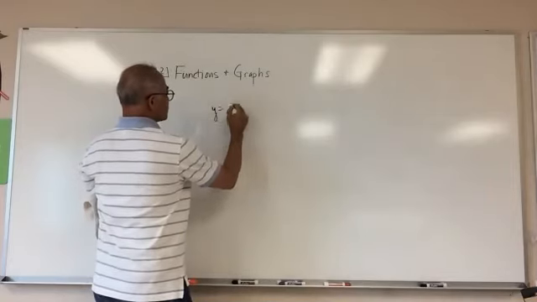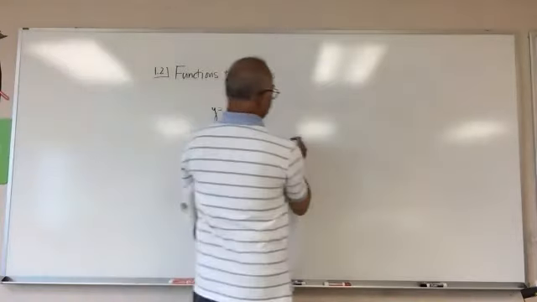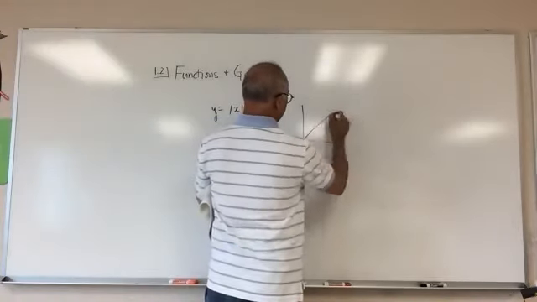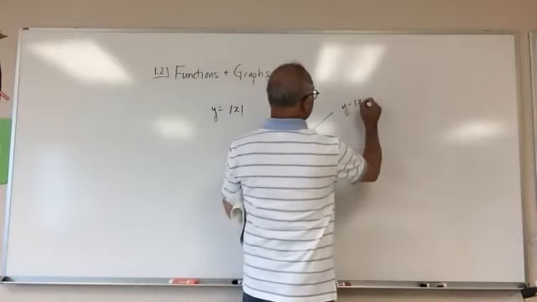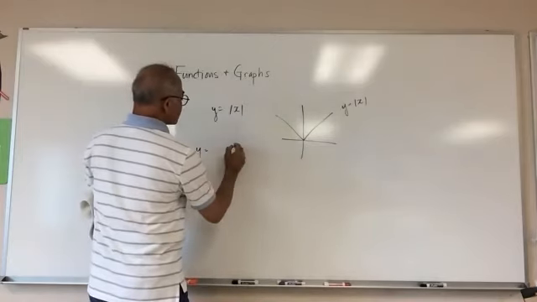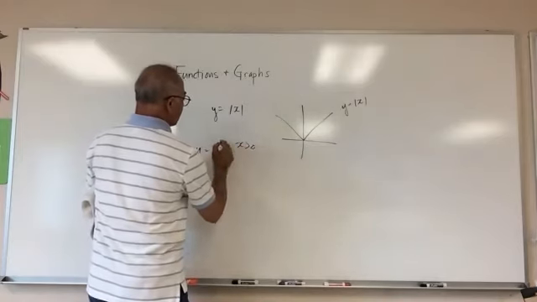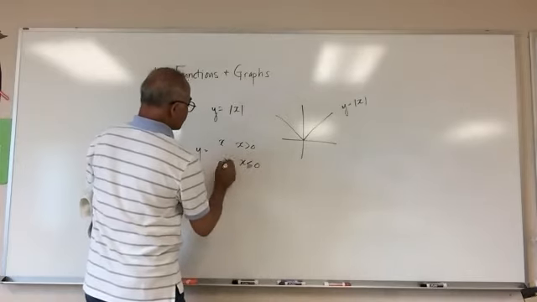y is equal to the absolute value of x. And this, if you remember correctly, looked like that. So this is y is equal to x like that, because when x is greater than 0, it is x. When x is less than or equal to 0, it's negative x.